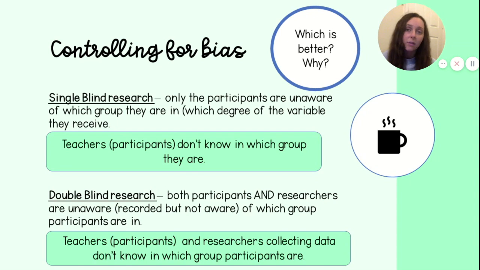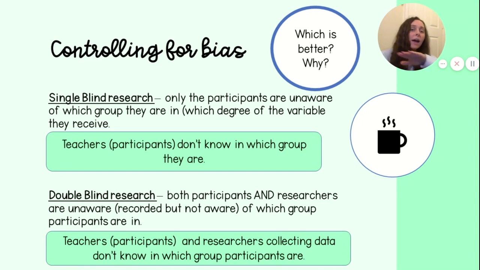So we have a couple different ways to do that. We can do a single blind research study or experiment, and that means only the participants are unaware which group they're in. So if we're testing our teachers, the teachers don't know if they're in the experimental group or the control group, but the people giving the experiment, they know.